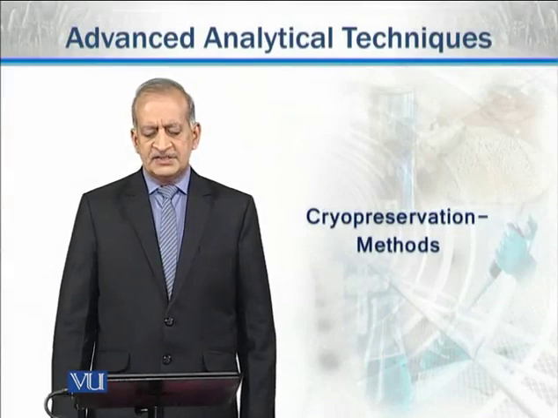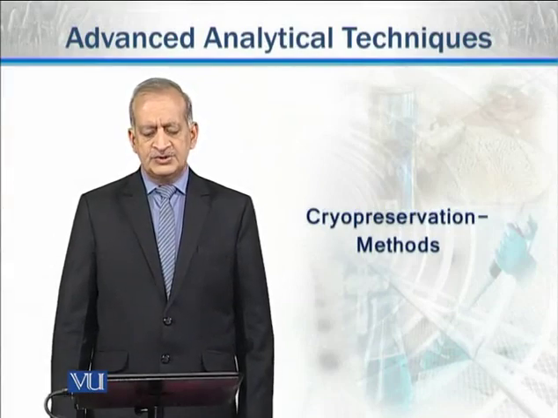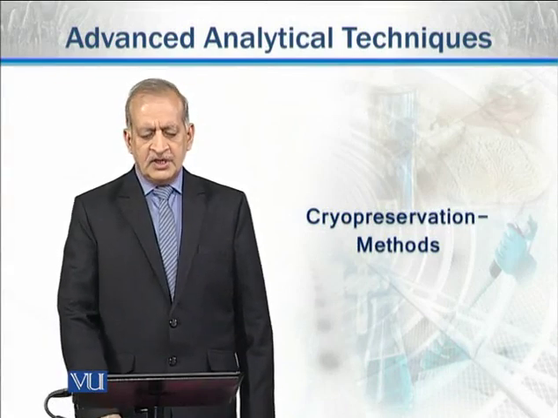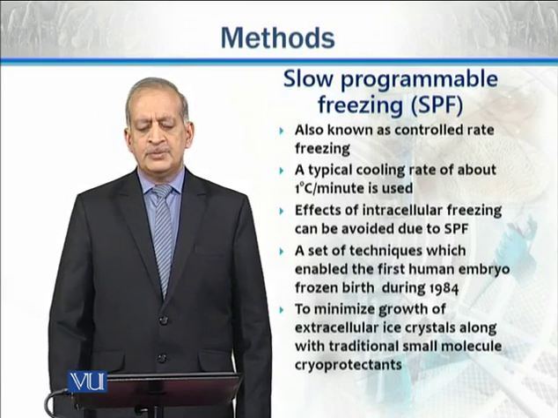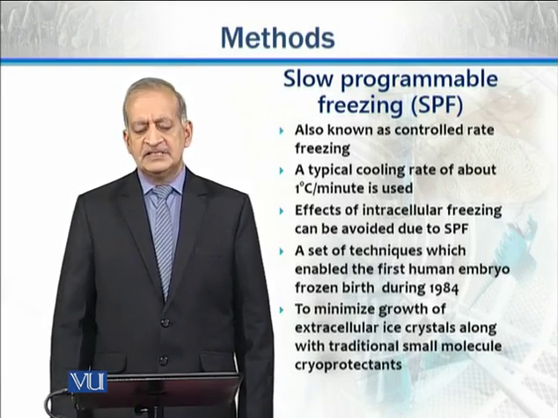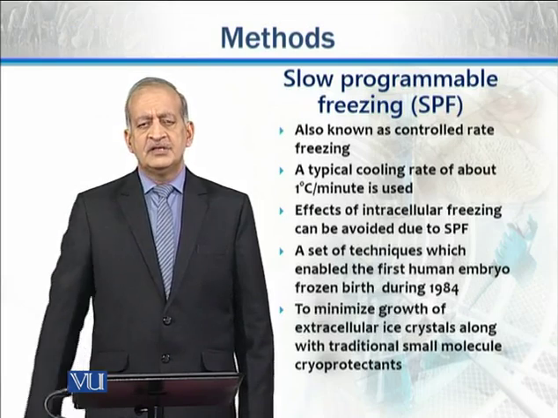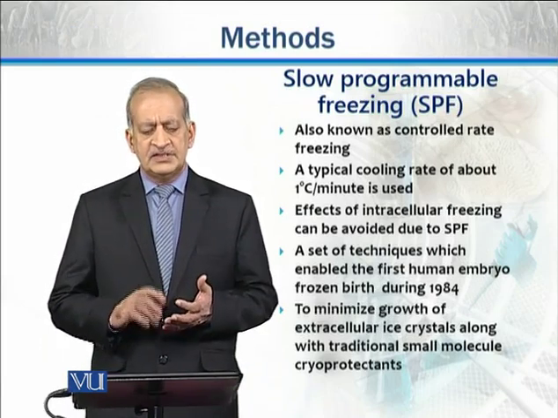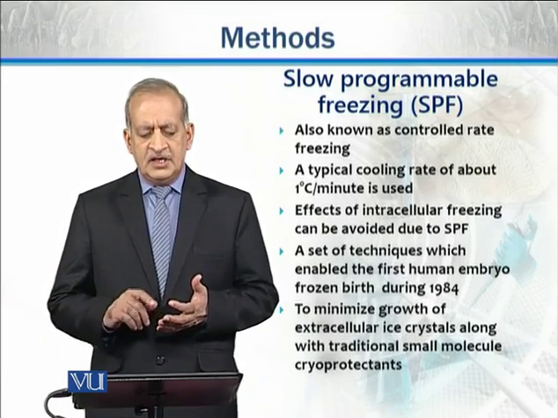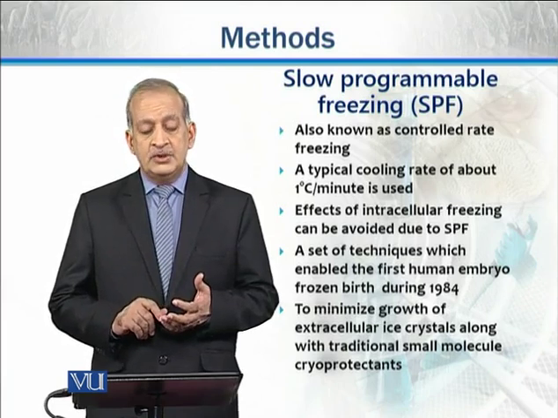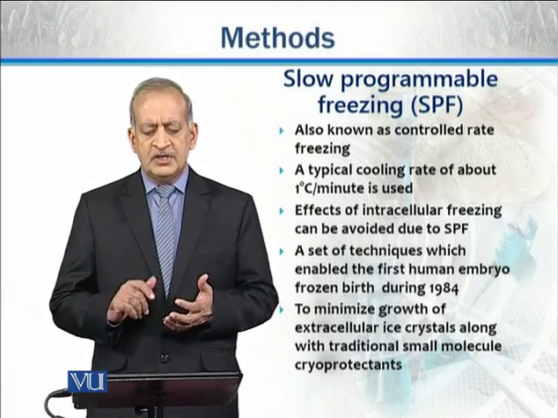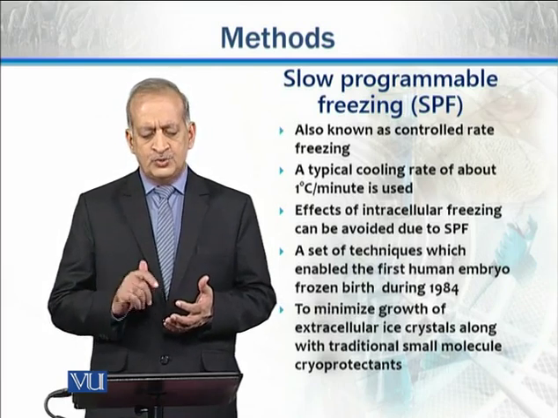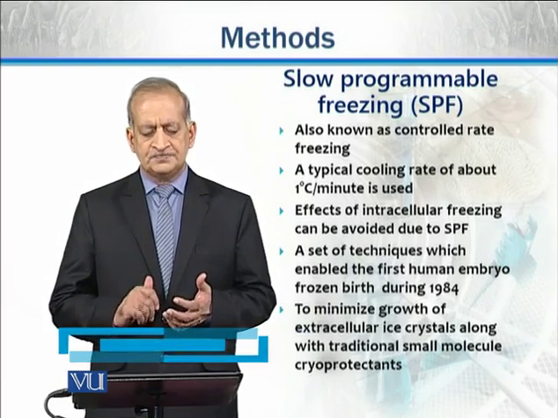So the next subtopic is methods which are used in cryopreservation. First of all, we use slow and programmable freezing. As the name indicates, it is slow freezing instead of very fast freezing. It is also known as controlled rate freezing because it is controlled. The typical cooling rate which is used is 1 degree centigrade per minute.